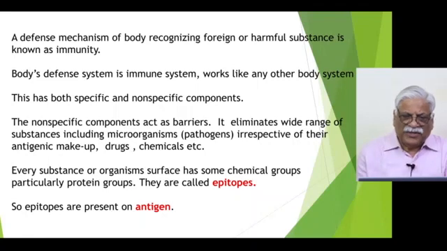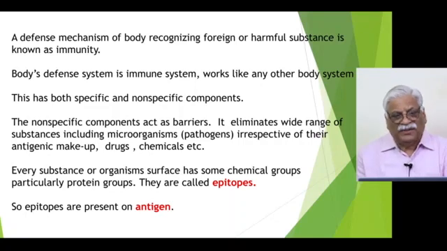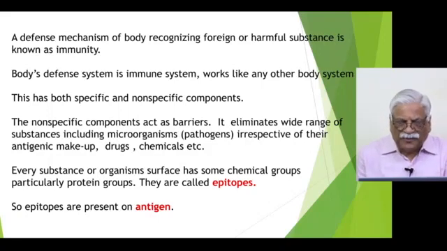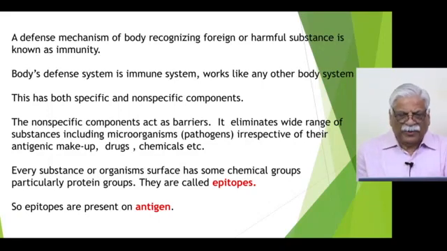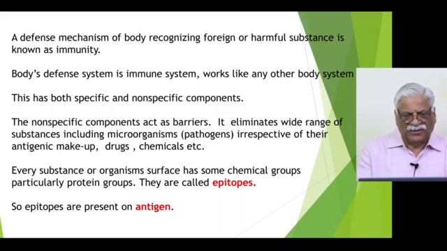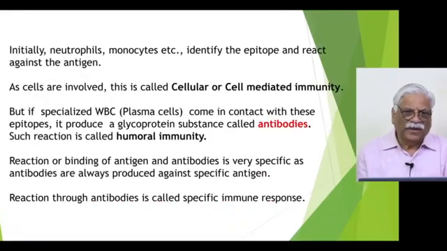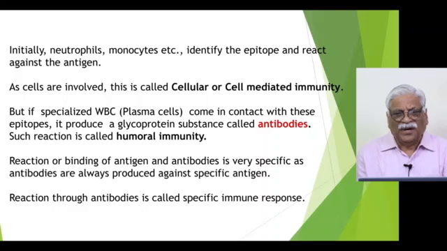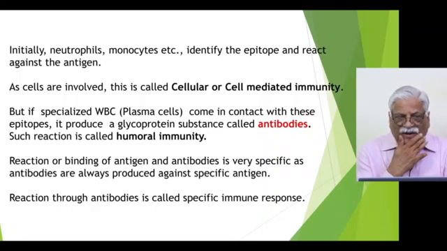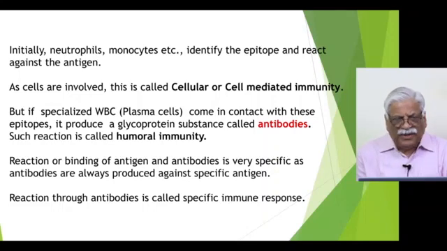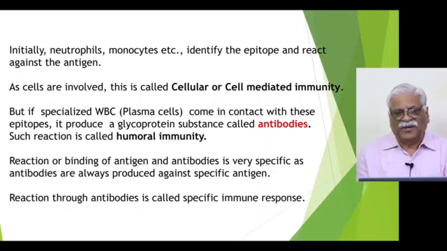Every substance, especially a chemical substance, has some chemical groups by which it is recognized by these cells. These are always protein groups, and they are called epitopes. The chemical structures on which the epitopes are present are called antigens. The word antigen is especially used for protein substances. Initially, neutrophils, monocytes, etc. identify the epitope and react against the antigenic structure. As the cells are involved in the first defense, this type of immunity is known as cellular or cell-mediated immunity.